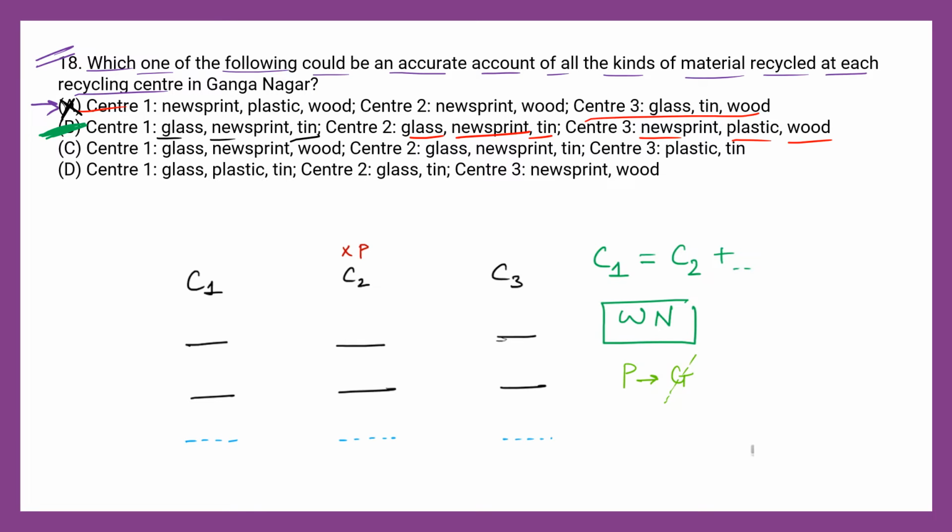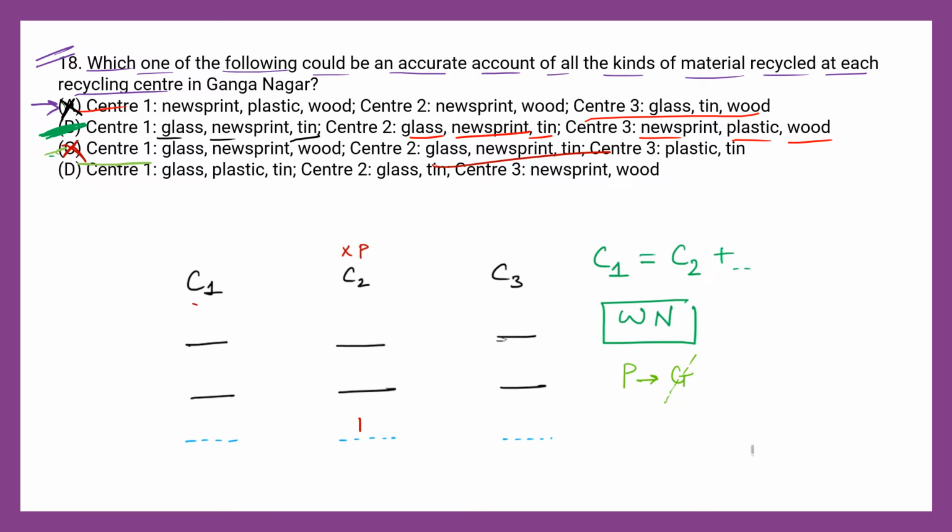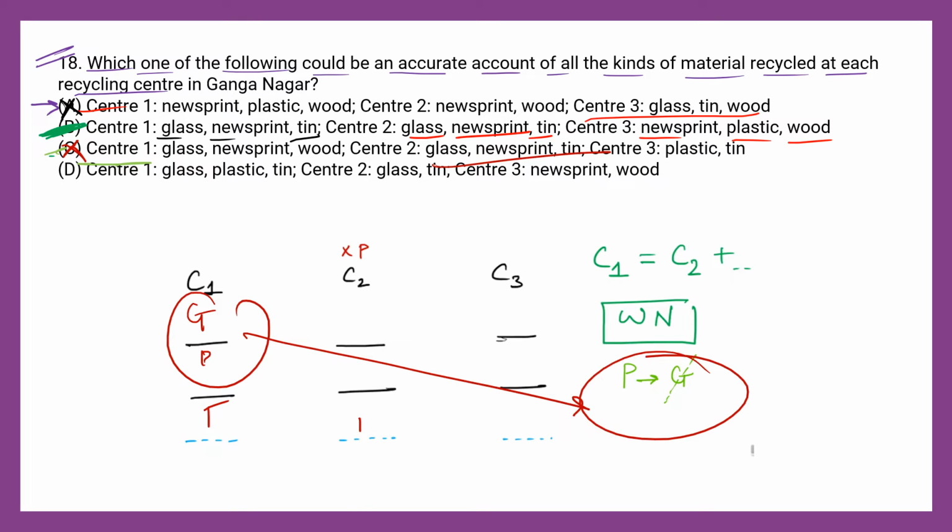Let's look at option C. Center 1 is, according to option C, G, N, W. Center 2 is G and T. Well, there's something extra here. Not possible. This needs to be in C1 if it's in C2. So C is not the answer. Let us look at option D. Option D says G, P, and T. Hey, that's wrong because when you have a P, you cannot have a G. Therefore, D is also not the answer. So the answer to this simple question is B.